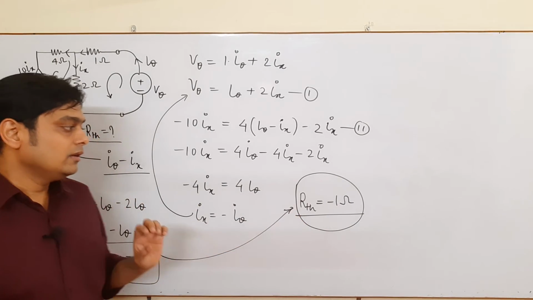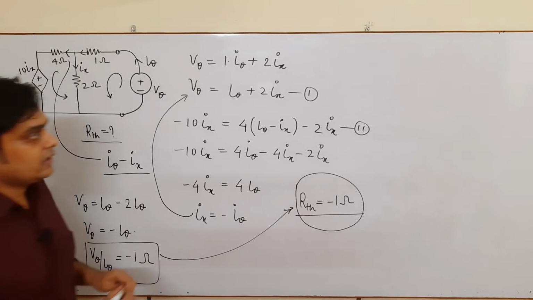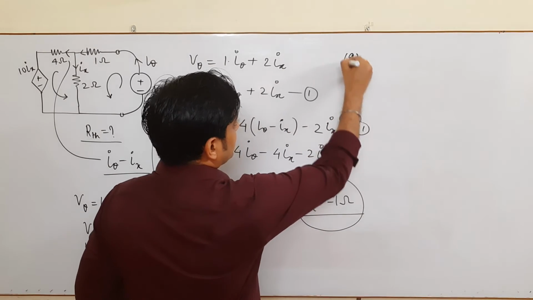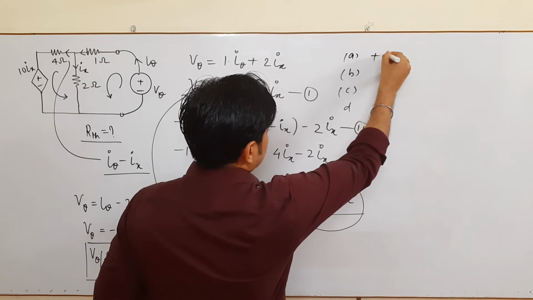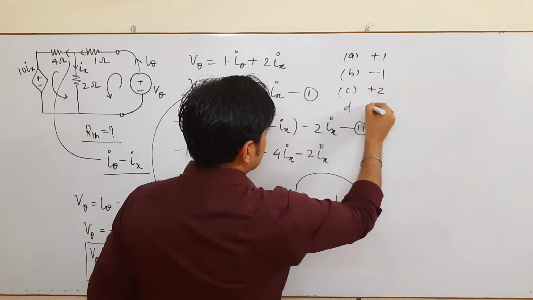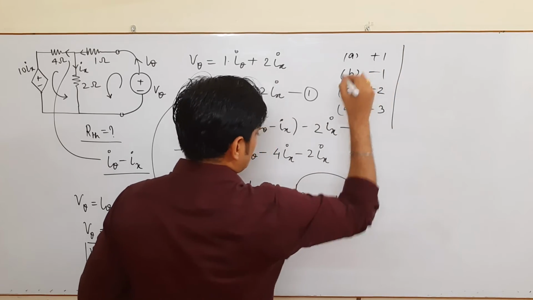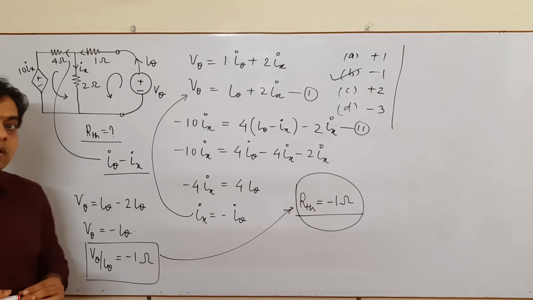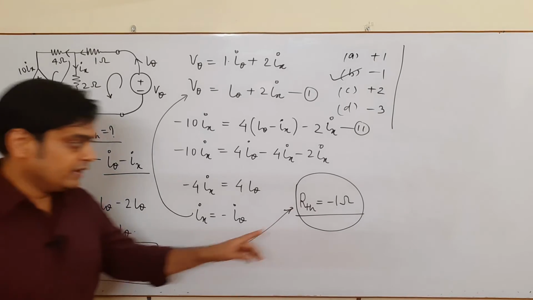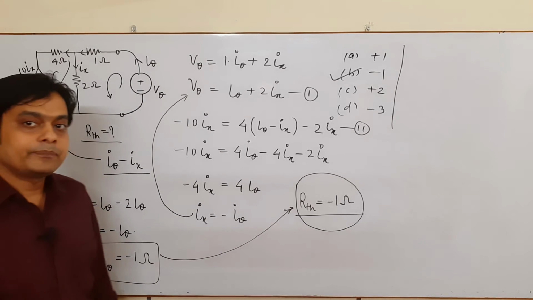Sometimes in GATE the question comes in the form like RTH, as there are 4 options A, B, C, D, like plus 1 ohm, minus 1 ohm, plus 2 ohm, and minus 3 ohm. So these are the options. So what is your correct answer? The correct answer is B. But the very important thing is what RTH equal to minus 1 ohm indicates.